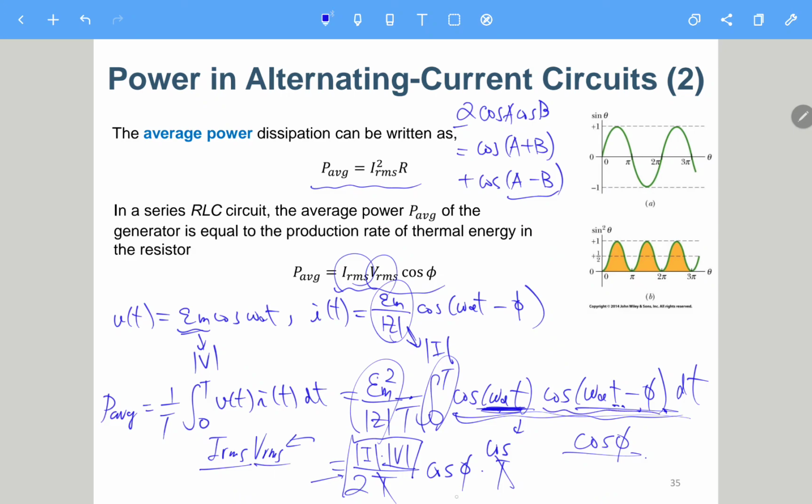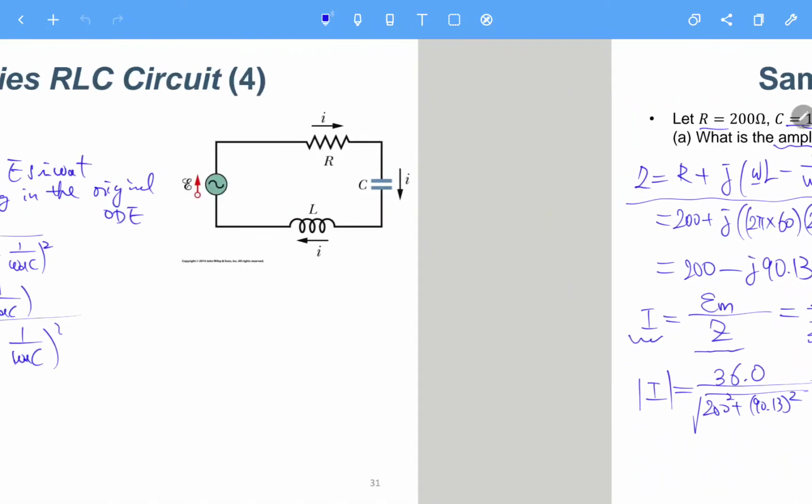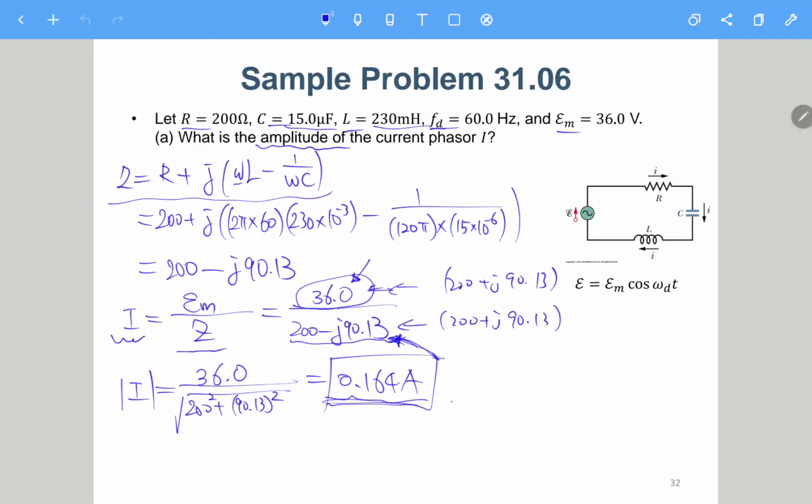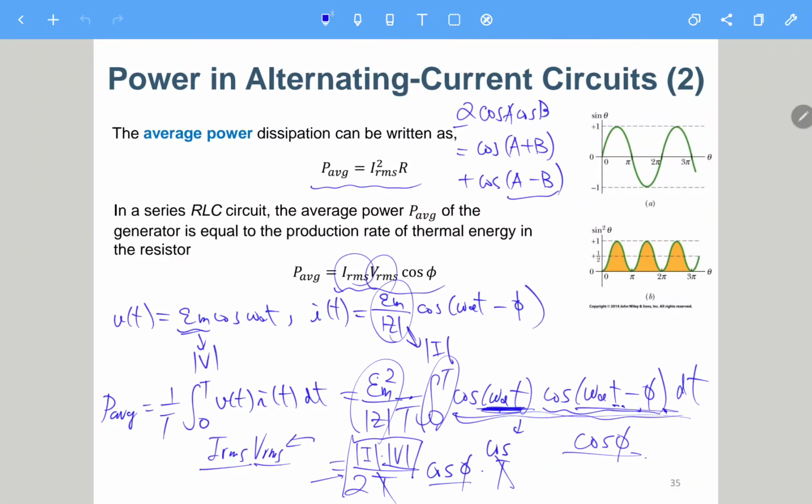And then finally, you have a cosine of phi, which means that this average power is related to the phase difference between the voltage and the current. If they are in phase, then all the power will be consumed. But if they have a 90-degree phase shift, then there will be no power consumed. All the power will be oscillating between the L and C. No power is consumed.